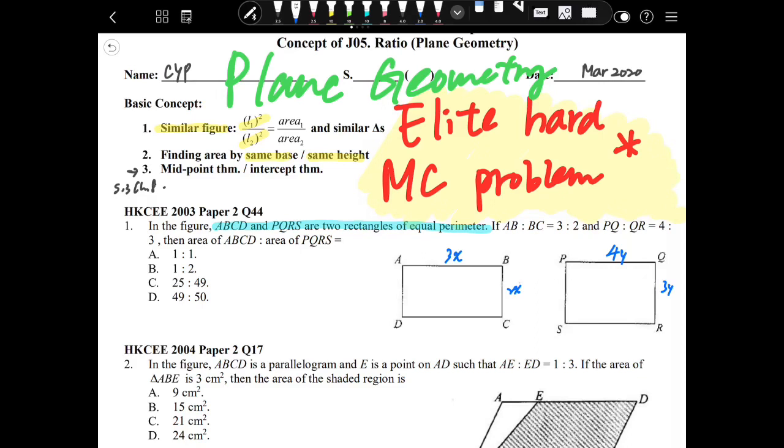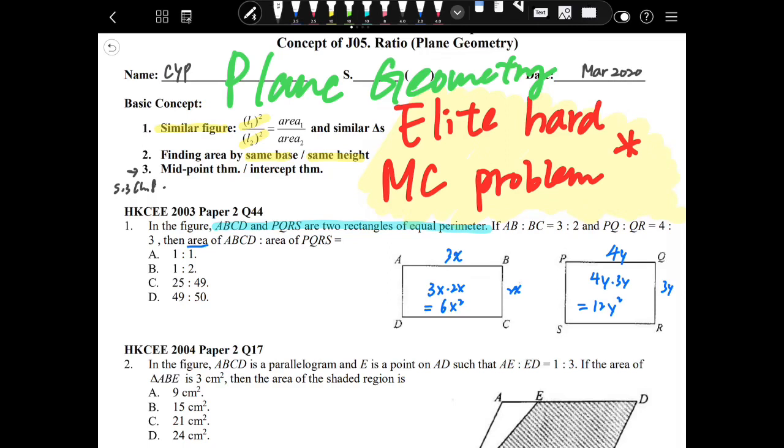At the end, we want to find the area ratio. The area will be base times height for a rectangle. So 3x times 2x would be 6x squared. And then 4y times 3y means 12y squared. However, our ratio cannot be identified by just the x and the y, but there is one more piece of information that we haven't used.